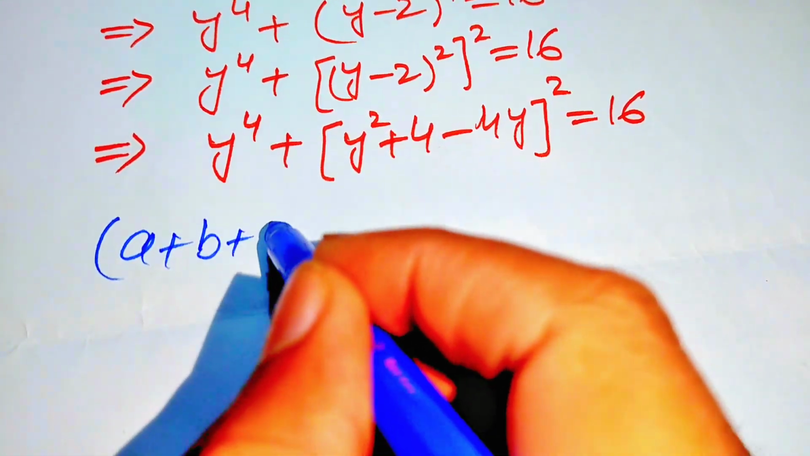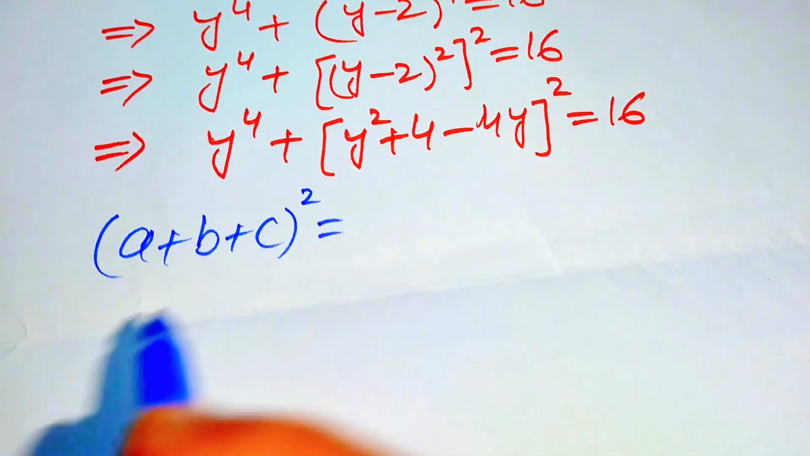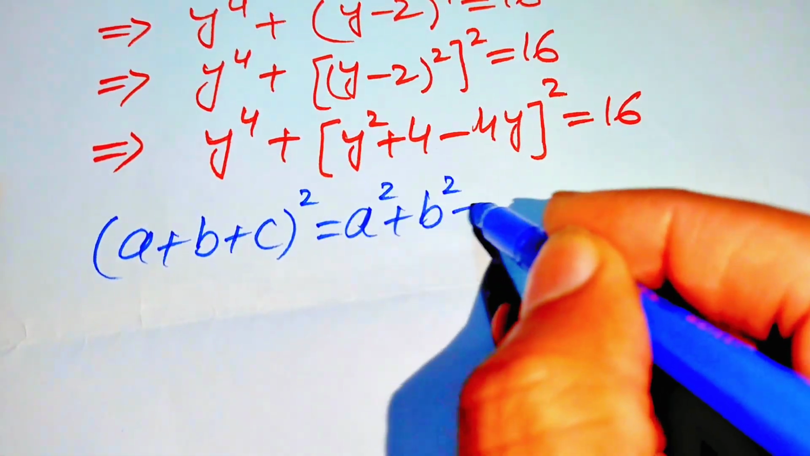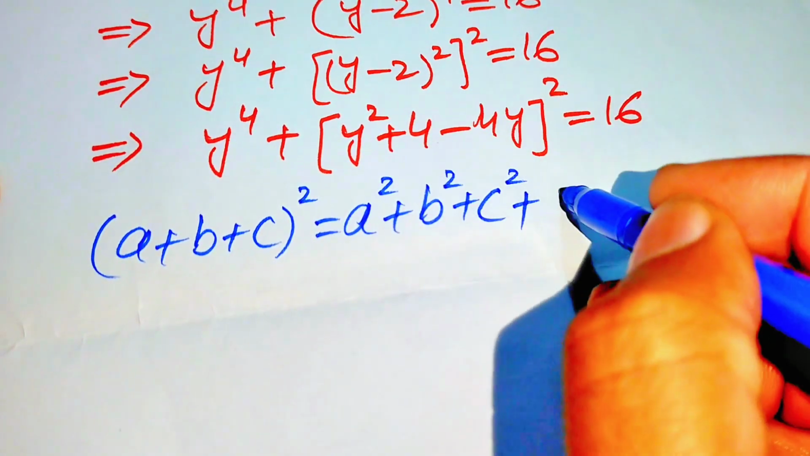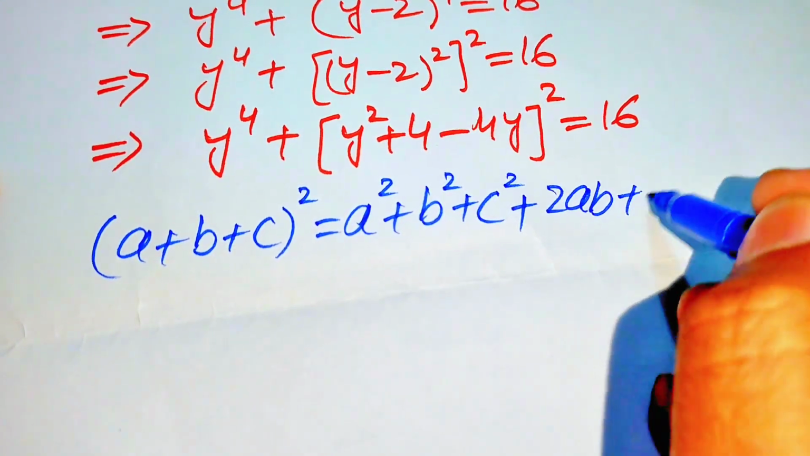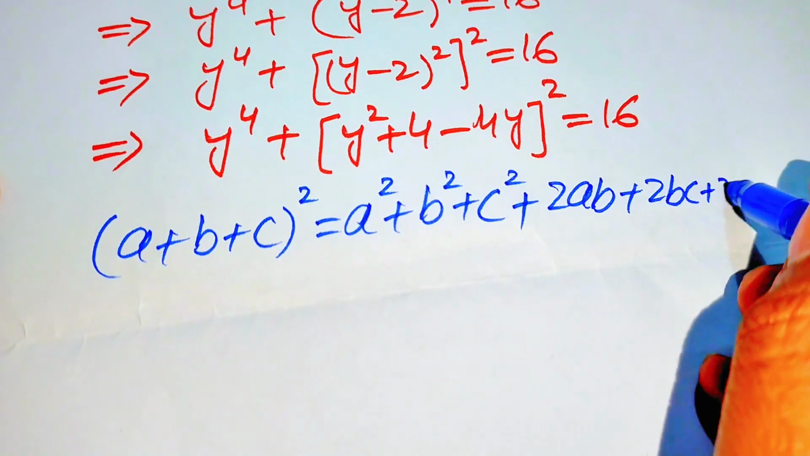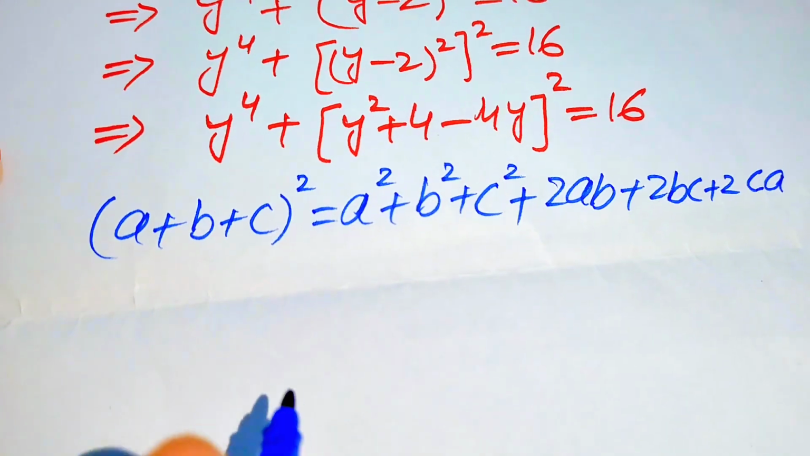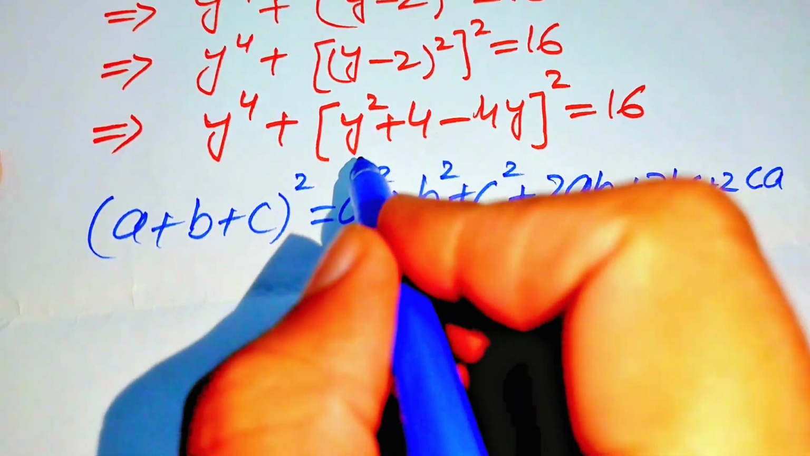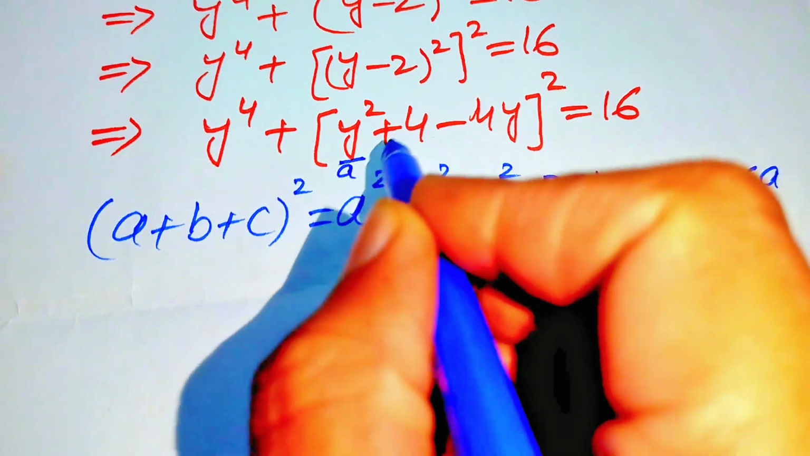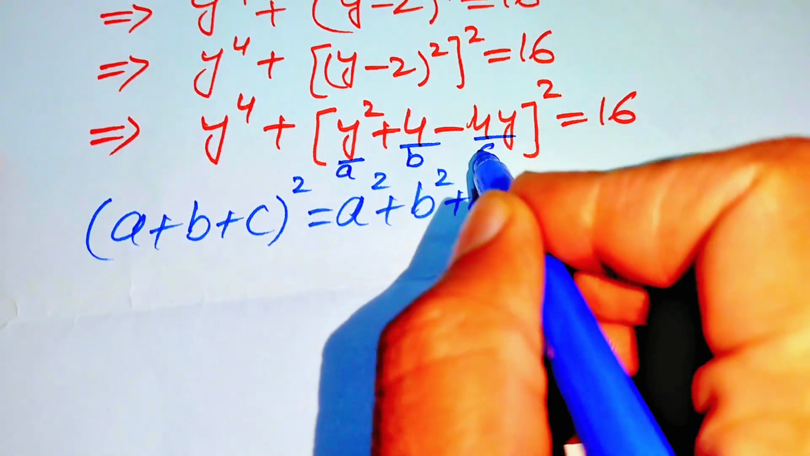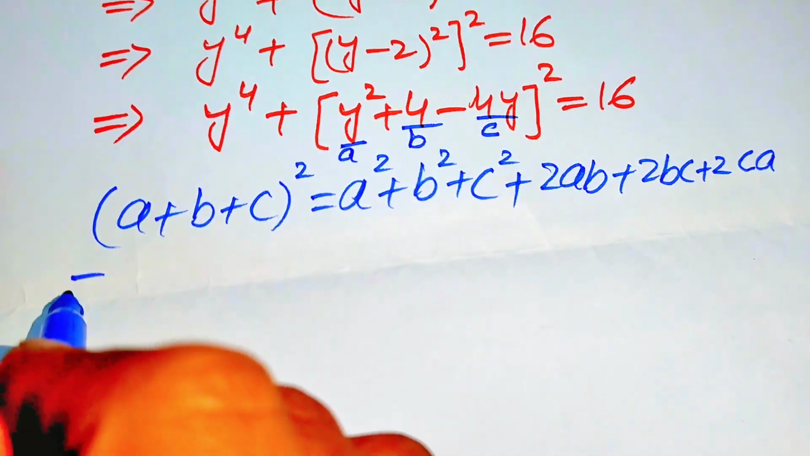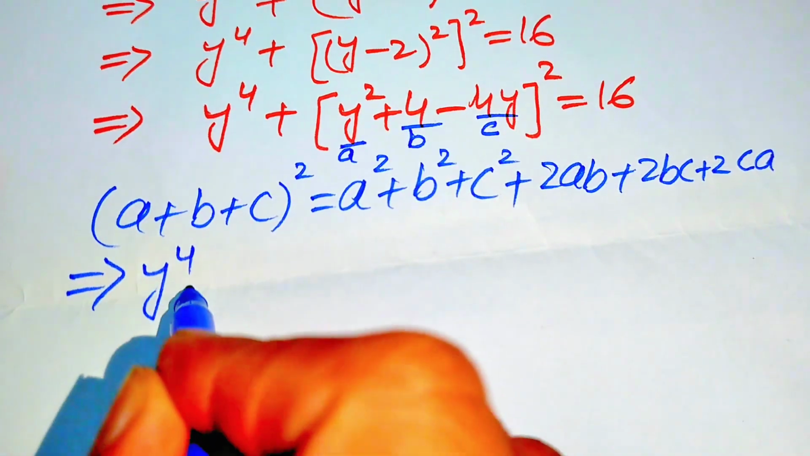(a + b + c)^2 equals a^2 + b^2 + c^2 + 2ab + 2bc + 2ca. So here we use this formula on the above term, and you see that this is the value of a, this is the value of b, and this is the value of c. So we substitute these three values in this formula, and we write the above equation as y^4.